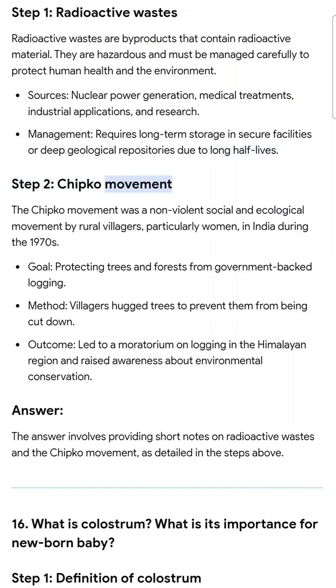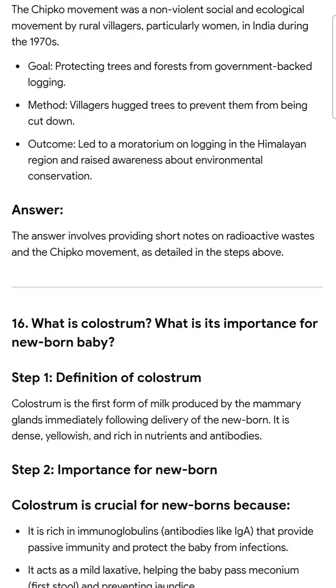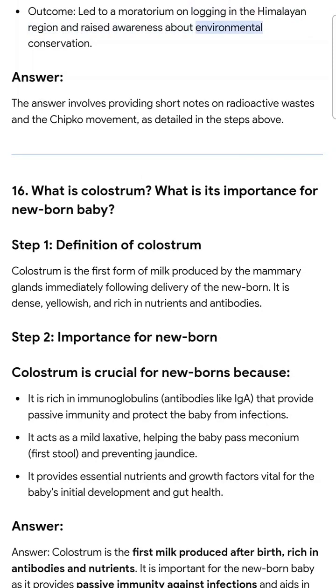Step 2. Chipko movement. The Chipko movement was a nonviolent social and ecological movement by rural villagers, particularly women, in India during the 1970s. 1. Goal: protecting trees and forests from government logging. 2. Method: villagers hugged trees to prevent them from being cut down. And 3. Outcome: led to a moratorium on logging in the Himalayan region and raised awareness about environmental conservation. Answer. The answer involves providing short notes on radioactive wastes and the Chipko movement, as detailed in the steps above.